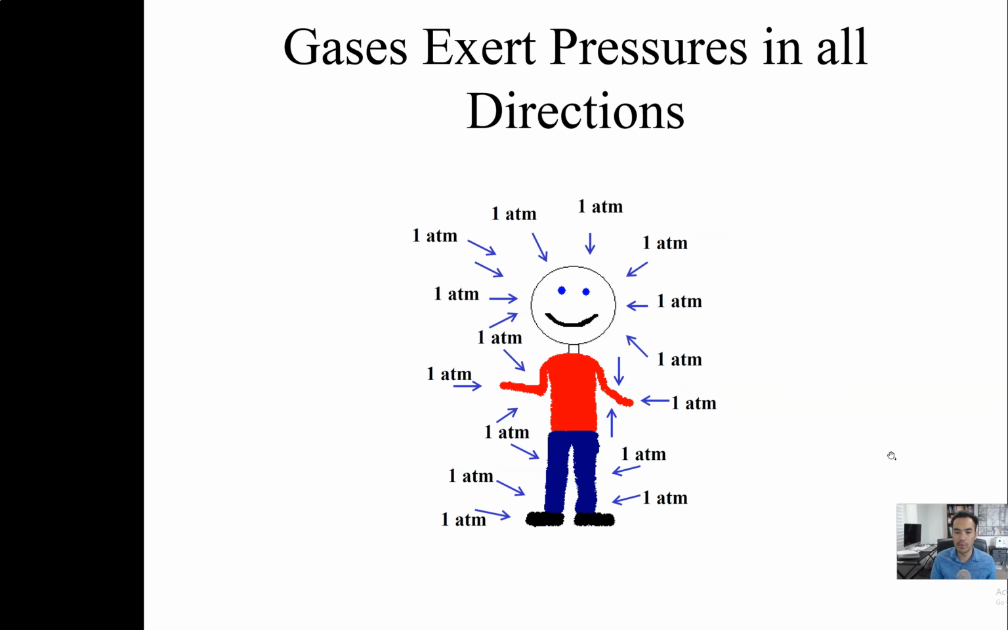Now, here's an example of how that looks. Here's a person and we've got ATM pressures hitting us all around. In this case, we have gas pressures hitting that person at 1 ATM all around our bodies. Generally, we don't really feel it because it's in equal directions. But if we were to push on one side or increase the pressure on one side, you could definitely feel that change.